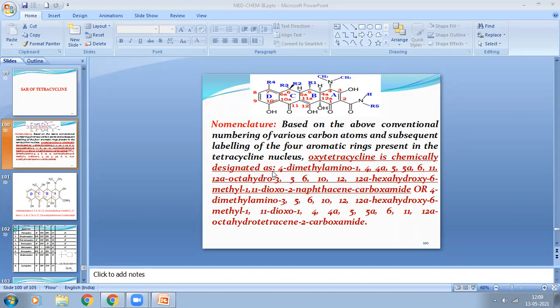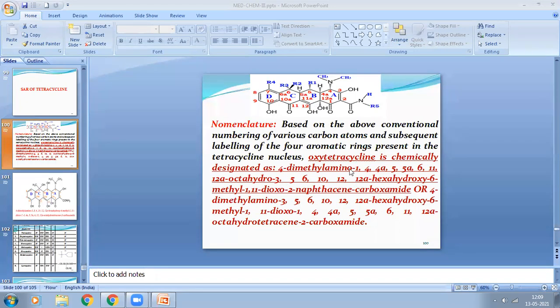So we can give the nomenclature: 4-dimethylamino-1,4,4a,5,5a,6,11,12a-octahydro-3,5,6,10,12,12a-hexahydroxy-6-methyl-1,11-dioxo-2-naphthacenecarboxamide. So see, you see the structure. Depending upon the structure and numbering of the compound, we can give the nomenclature.